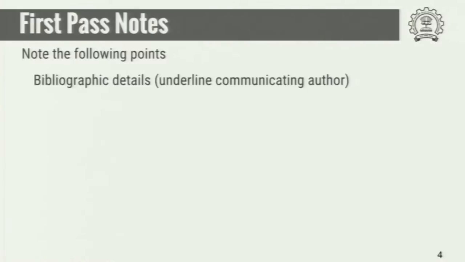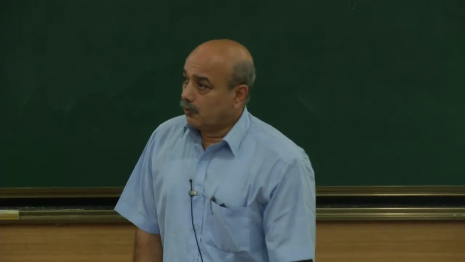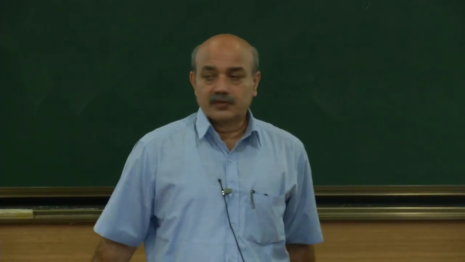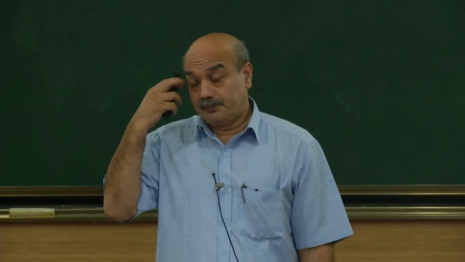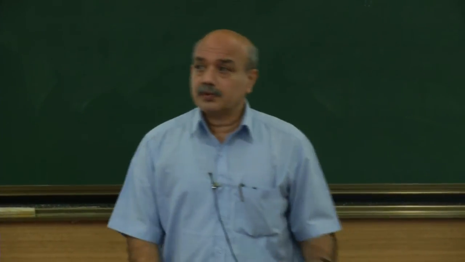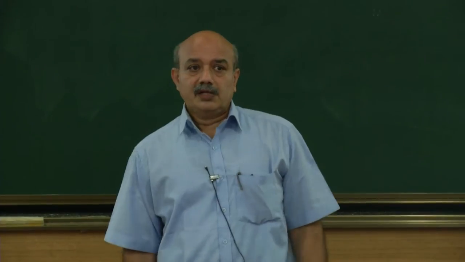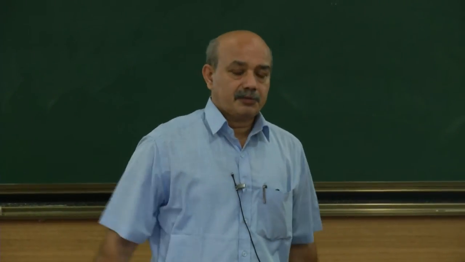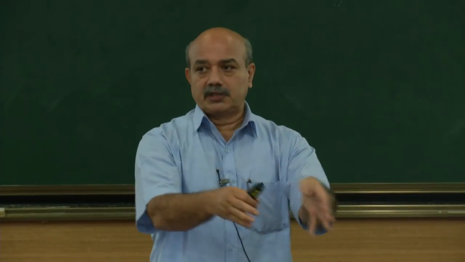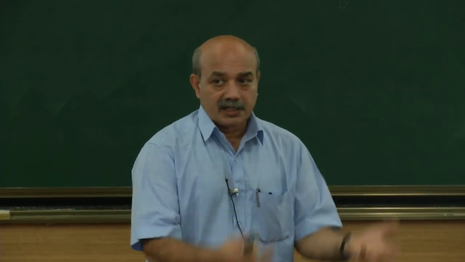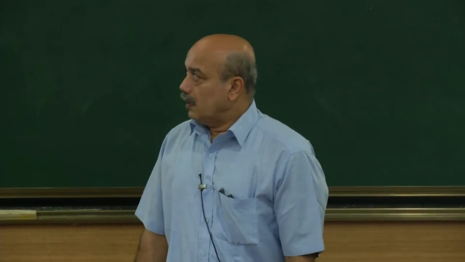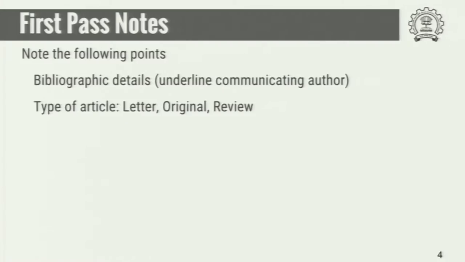Okay. What should you note? You should note the following points. You should note the bibliographic details. Who is the communicating author? You want to know the authenticity of this person's work. Typically in a research group, the person who is supervising the research is the communicating author. So if I'm writing a paper with my PhD student, the student will be the first author. He is the one who has done the work, but I might be the communicating author. Okay.